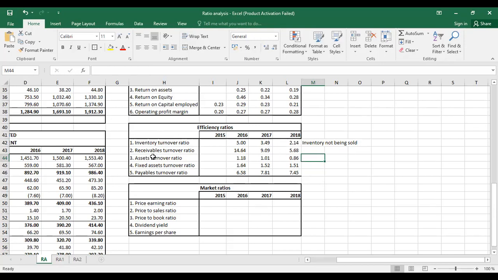Then you can see the receivables turnover. Our debt collection: it means debtors are not paying because it's reducing. You can see it was from 14, which was good. Now it's reducing. It means debtors are holding more on our money.